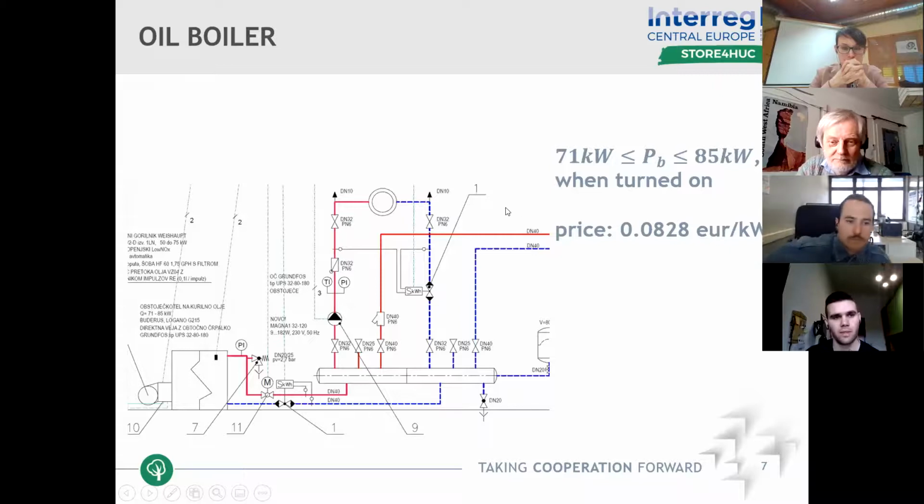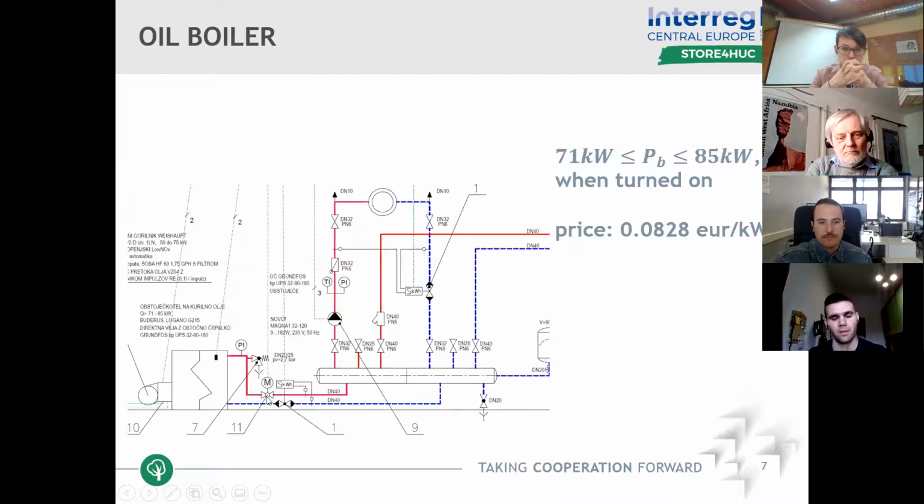So we will use this oil boiler only when it is necessary. When it is turned on, the minimum power of the oil boiler is 71 kilowatts, and this is the range for its power. We also control this valve here.